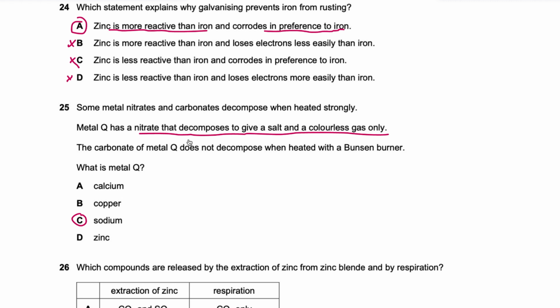Sodium nitrate decomposes to give salt and a colorless gas. Okay, so we move to the next question.